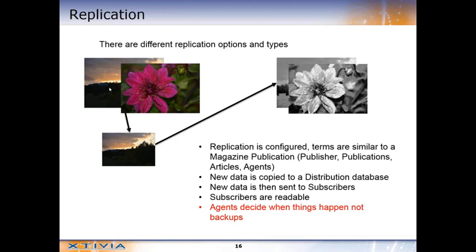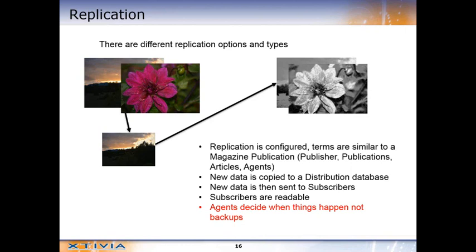Some key points to replication that I want to make sure everybody understands. We use a lot of the magazine terminology. This magazine terminology is going to help you in understanding all the different aspects of this. When new data gets copied into the distribution database, it's not being copied into a backup. It's in a database which is independent of the database that you're trying to publish, and that's where the subscribers are either going to get their data from or they're going to pull it from there, push or pull.